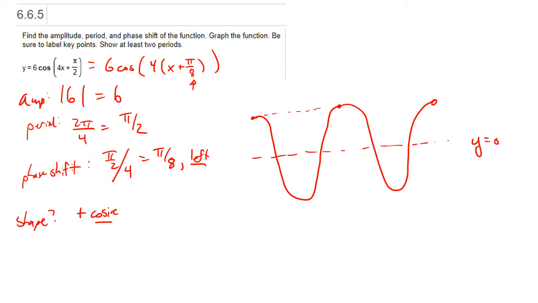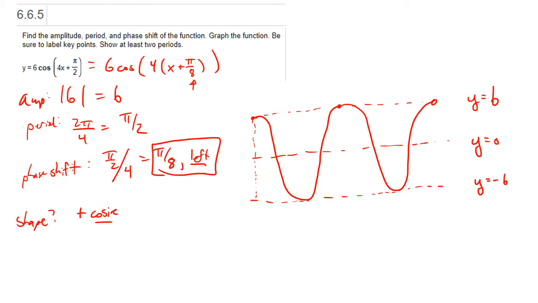If I move up one full amplitude from the median, since the amplitude is 6 and the median is 0, moving up 6 from 0 gives me a height of 6, while moving down to the minimum is to move down one full amplitude from the median. If I move down 6 units from 0, I am at minus 6. A cosine curve would typically start at a value of x equals 0, but I move pi over 8 units to the left. So I'm starting this now at negative pi over 8.